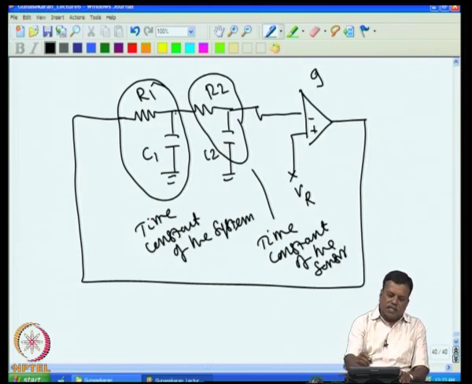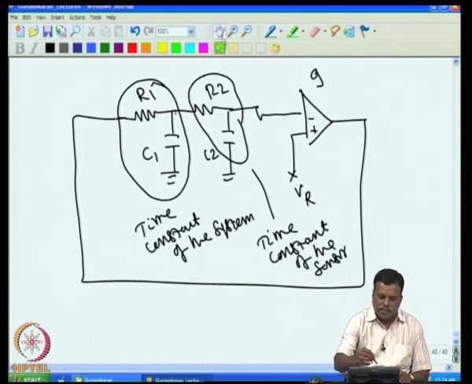If I take a temperature sensor, the time constant of the sensor is roughly equal to 1 second. That is, I can always make this RC time constant 1 second. Similarly, the time constant of the oven may be 100 seconds or 200 seconds, depending upon the system.